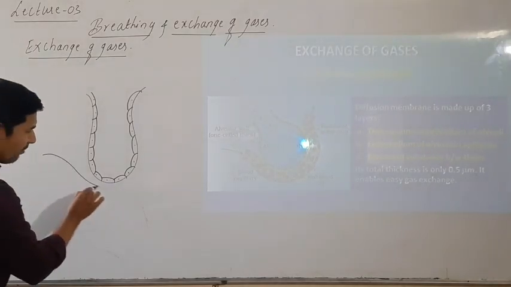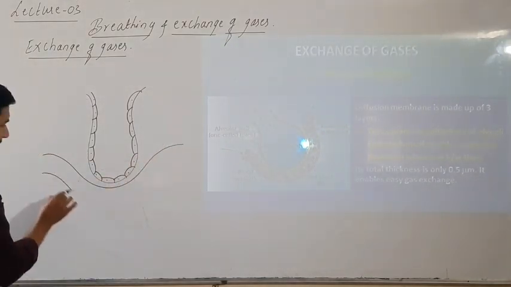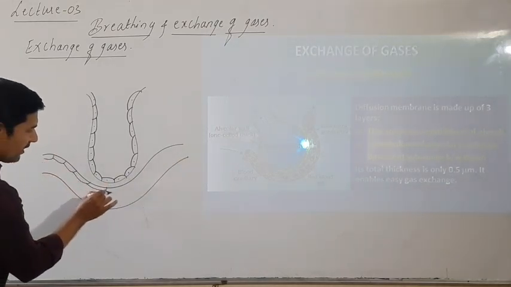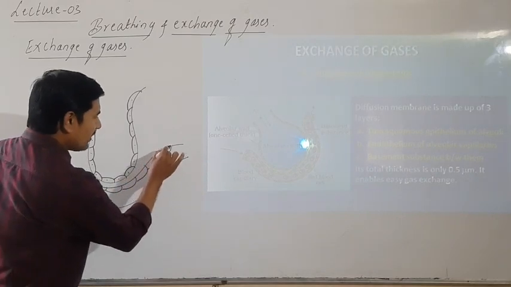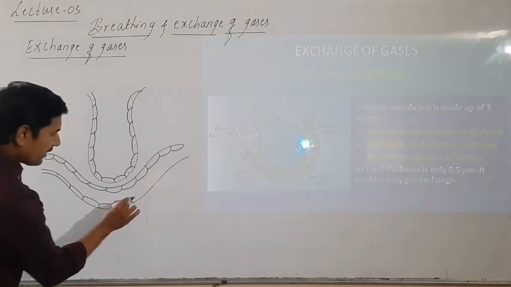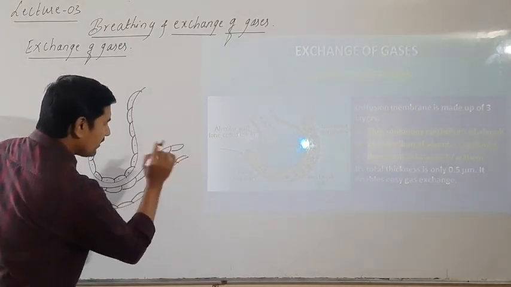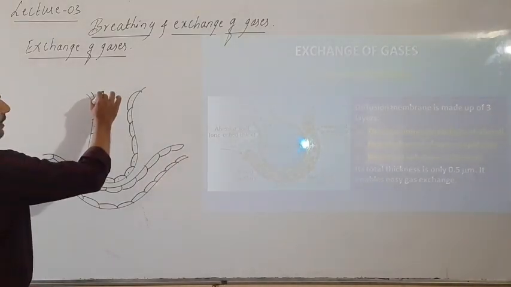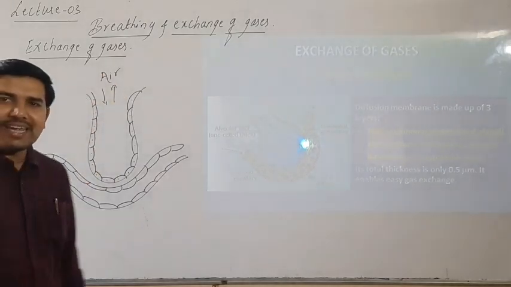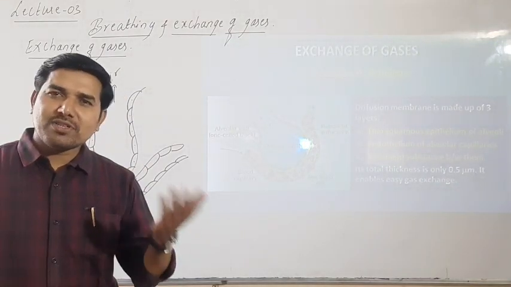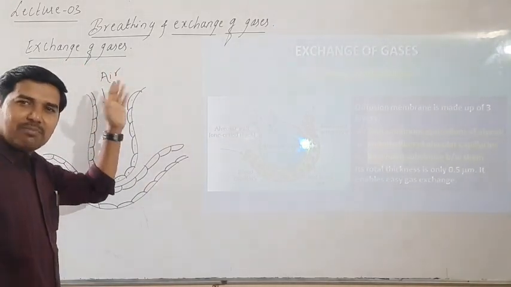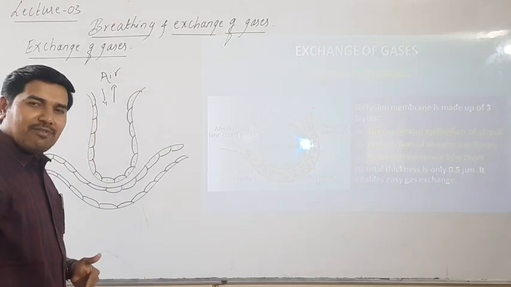Then this side we have the blood vessel. This is the blood vessel. We call it a blood capillary, which comes to the lungs and brings the deoxygenated blood. Okay. Now this is the alveoli. Here air will enter. Air is the common term. That may be oxygen or it might be carbon dioxide. So oxygen will enter, carbon dioxide will leave. That means air will enter into the alveoli.